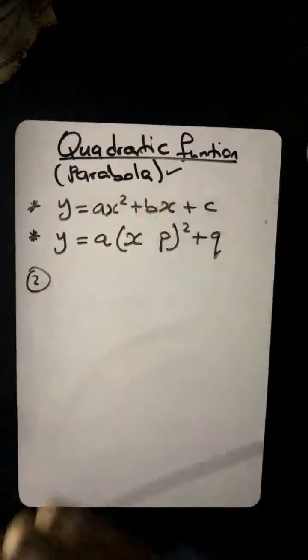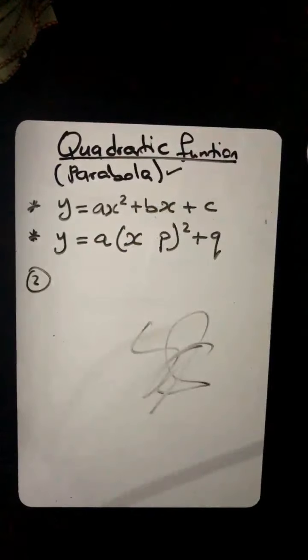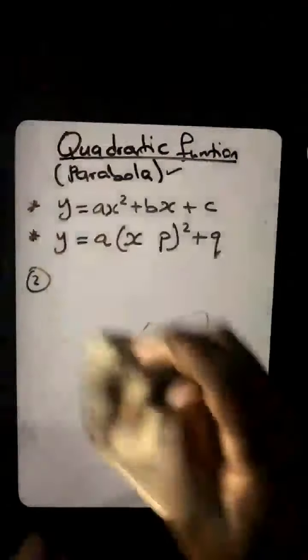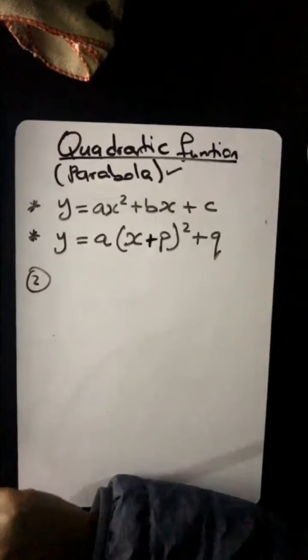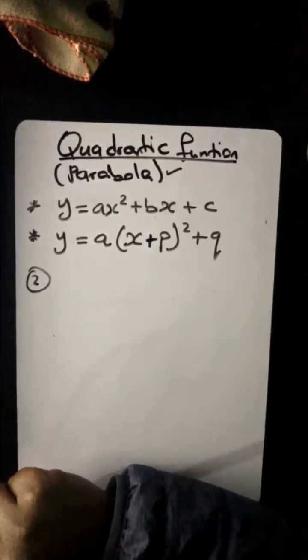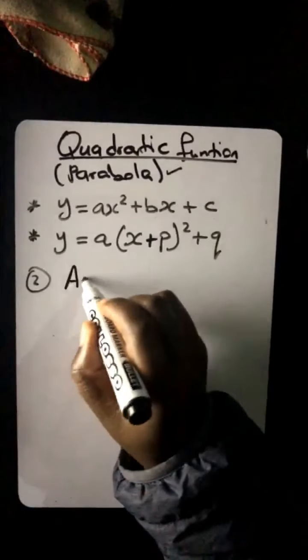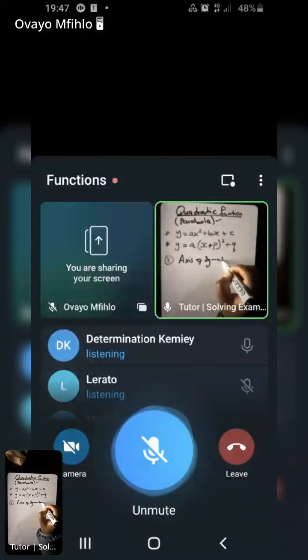So let me do this. Okay, let me get a different marker. So guys, remember, it's a plus over there. Okay, so now let's continue. I'm going to explain number 2, which is the axis of symmetry. Axis of symmetry. Never forget this thing, guys. Axis of symmetry.